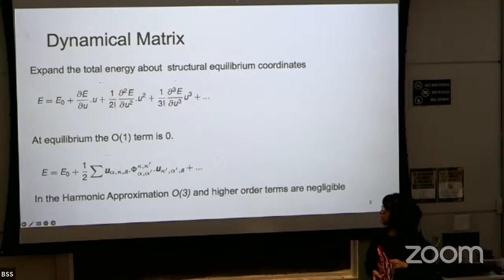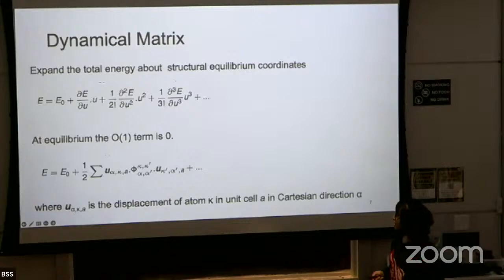The subscripts on the u? You need to specify both the atom and the unit cell. On a triangular lattice, doesn't each unit cell only have one atom anyway? This is a general description. I'm just telling you what a dynamical matrix is, so I am writing it in terms of all the possible indices that you would need.